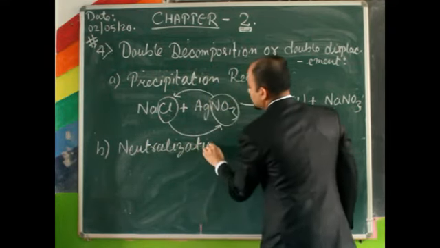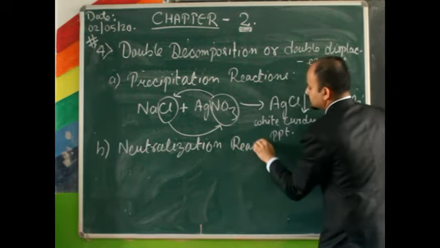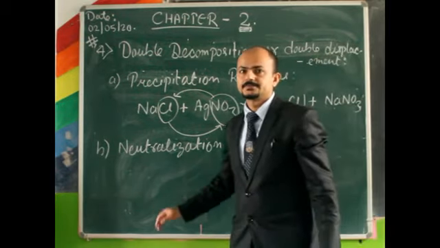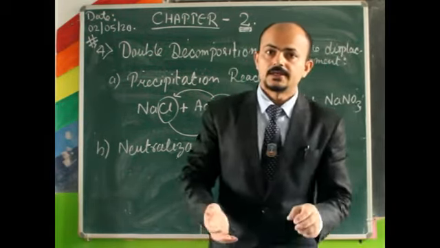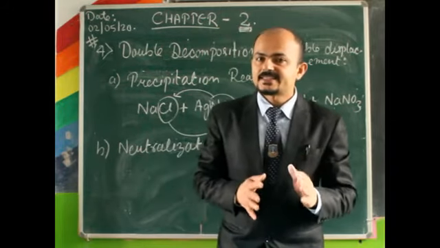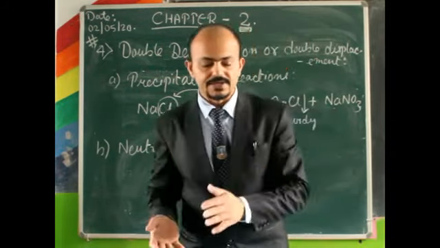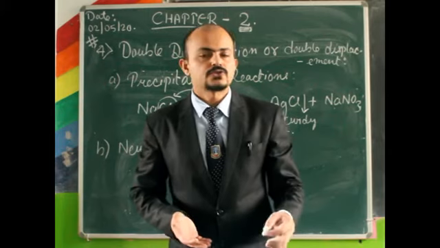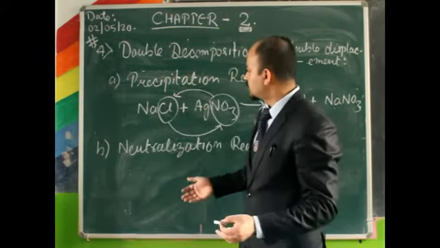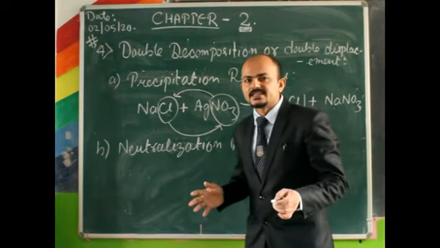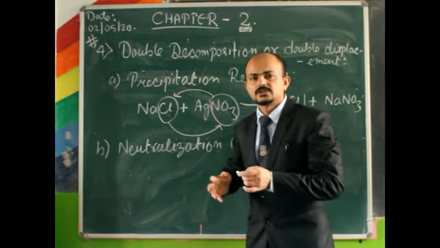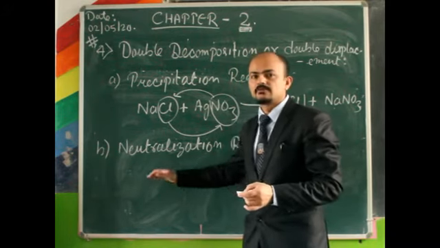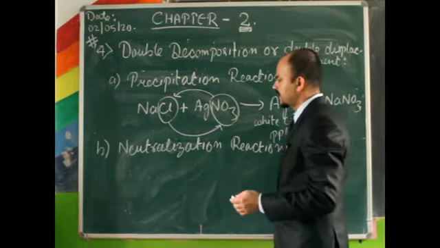The second type is neutralization reactions. In neutralization reaction, what happens is whenever an acid reacts with a base, it always produces salt and water. So those reactions in which acids and bases react to form salt and water as the only product, that reaction is known as neutralization reaction.